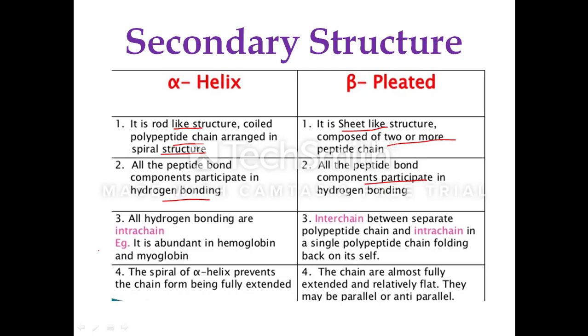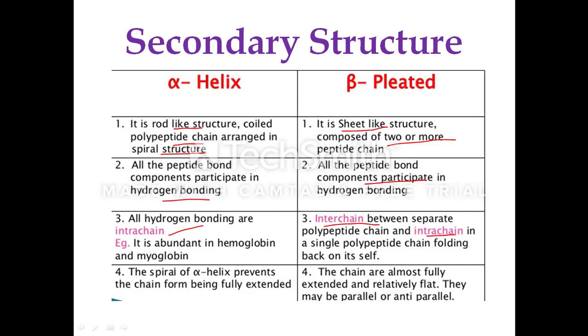In the alpha helix, all the hydrogen bonds are intra-chain, that is within the polypeptide chain, and it is abundant in hemoglobin and myoglobin. Whereas in the beta pleated sheet, the bonds are interchain, between separate polypeptide chains. You'll find interchain hydrogen bonds along with intra-chain bonds in single polypeptide chain folding. So you'll find both inter- and intra-chain hydrogen bonds in the beta pleated sheet.